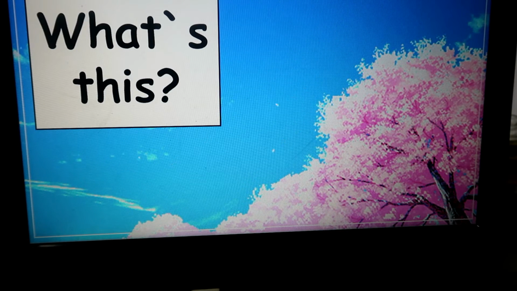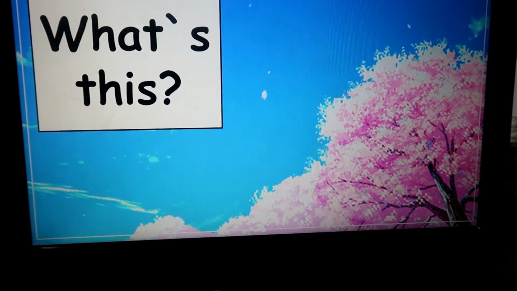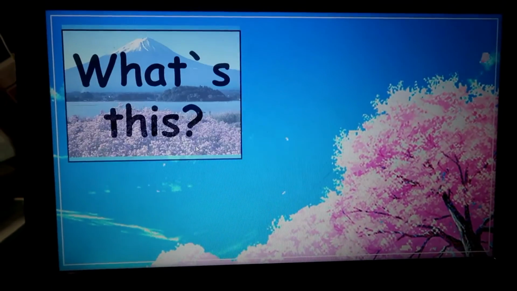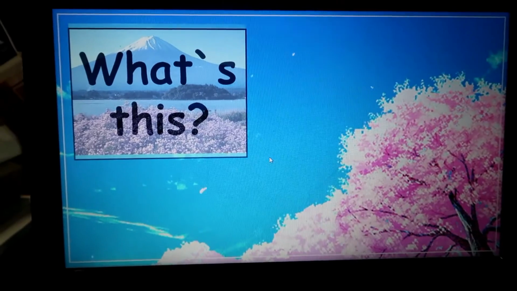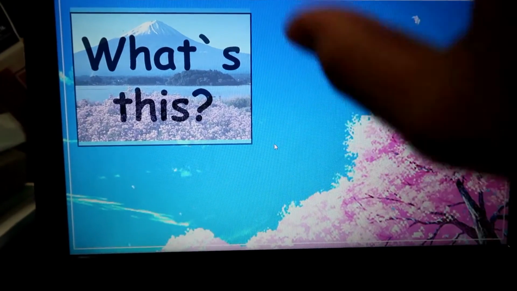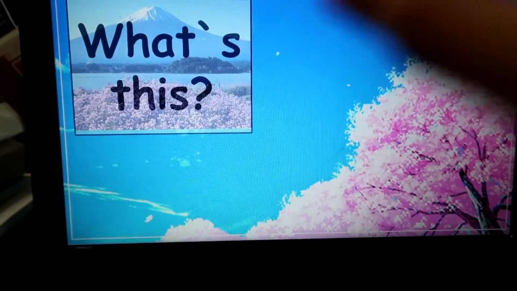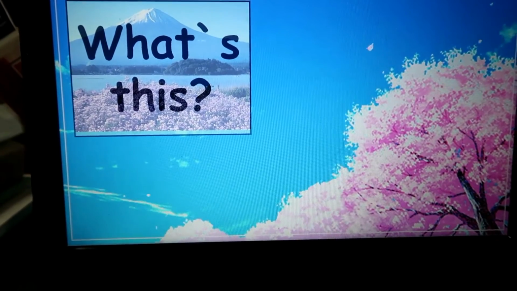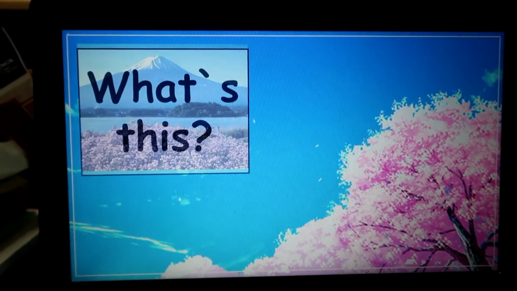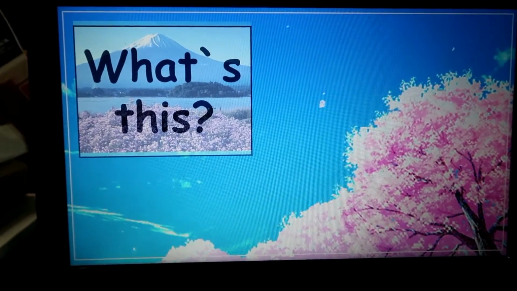So I'm just going to do another hint. What's this? And now it's in silhouette form, as you can see. So of course the students will be able to identify, oh, it's Fuji-san. Fuji-san, or Mount Fuji in English.